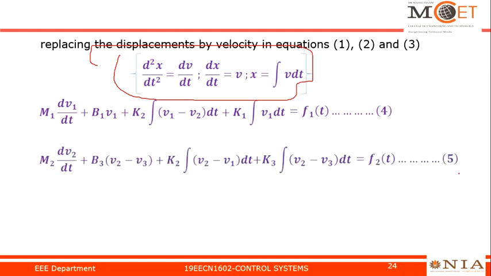Like that, the differential equation for the second node is replaced with velocity, and likewise for the third. So wherever we have d square x by dt square, it is to be replaced as dv by dt, dx by dt will be replaced as v, and x will be replaced as integral v dt. This is my differential equation for the mechanical system.